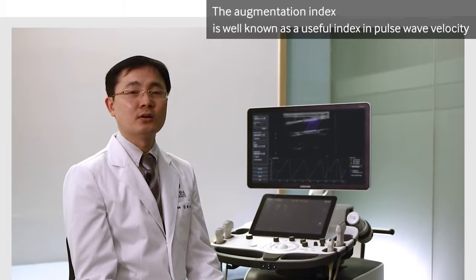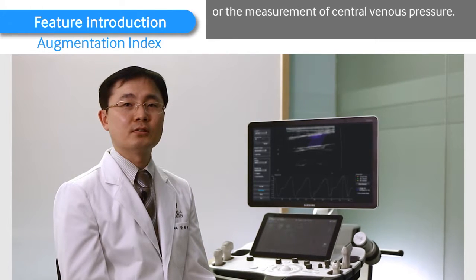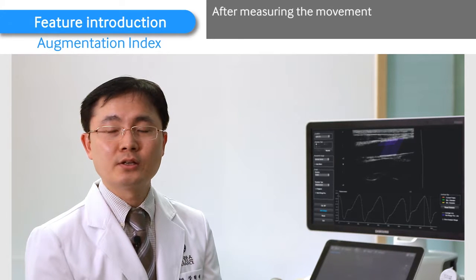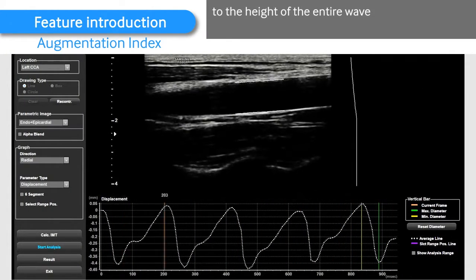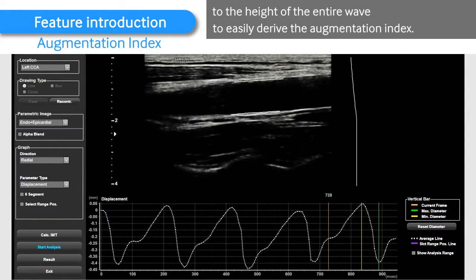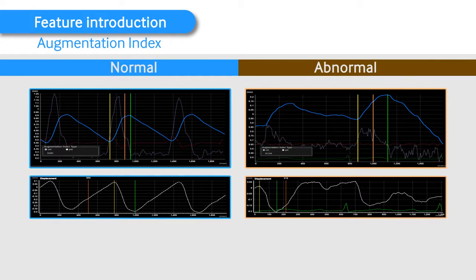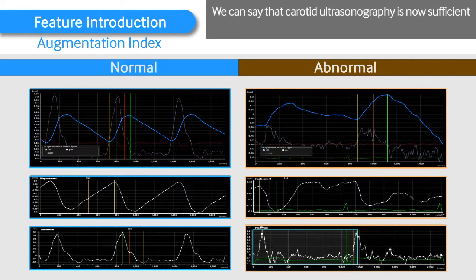The augmentation index is well known as a useful index in pulse wave velocity, or the measurement of central venous pressure. After measuring the movement or cross-sectional area of the vessel, we can compare the secondary wave of the blood pressure waveform to the height of the entire wave to easily derive the augmentation index. We can say that carotid ultrasonography is now sufficient to obtain many useful indices without additional tests.